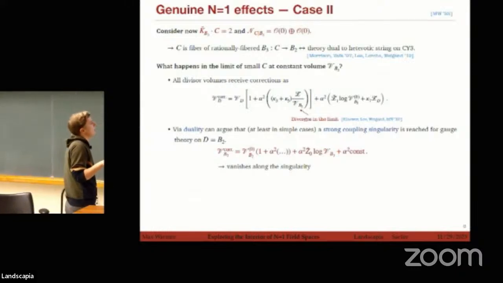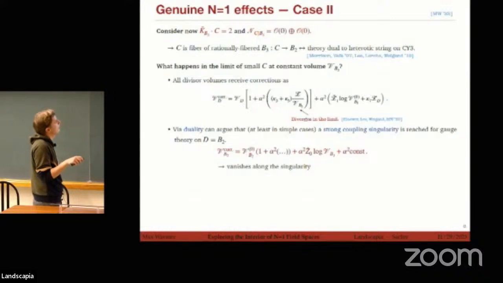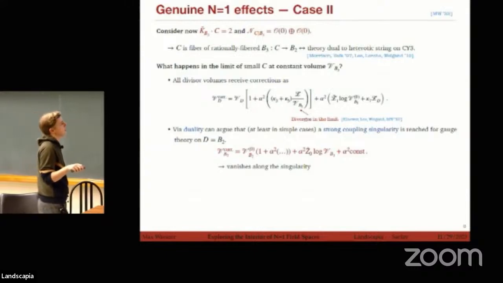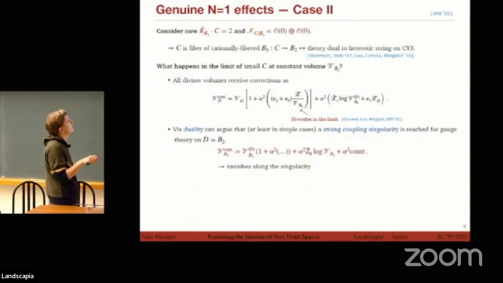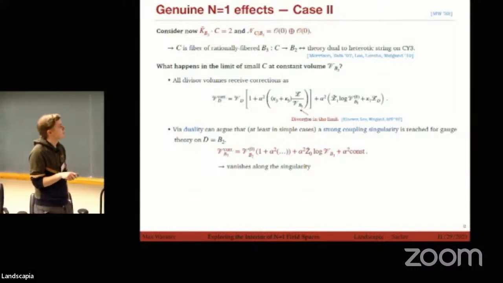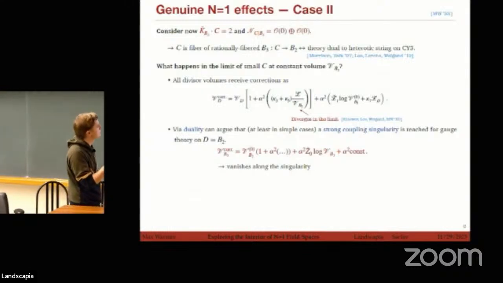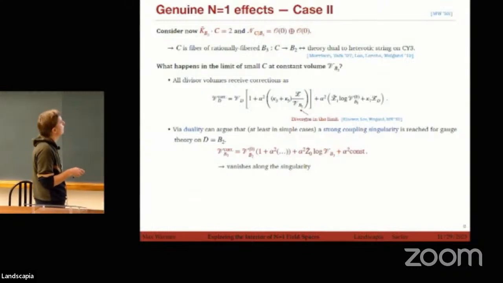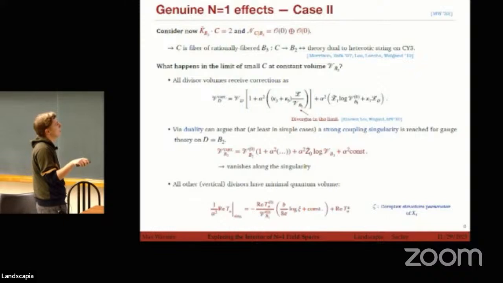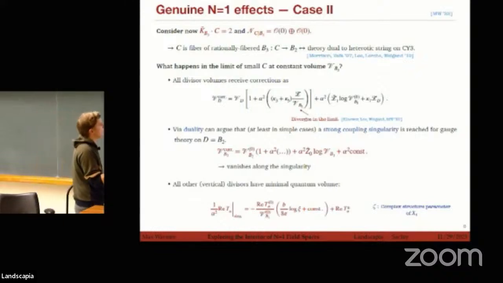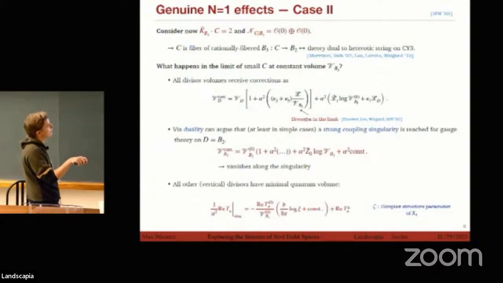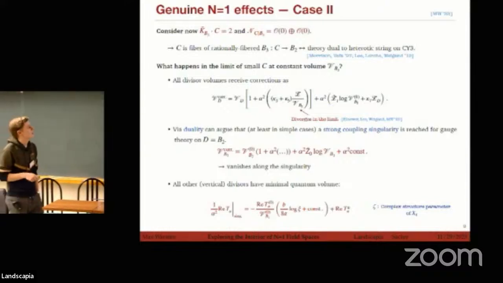And one can now use the duality to the heterotic string, and show, at least in simple examples, which is what I did here, that there's a strong coupling singularity which is reached for a gauge theory on a divisor D that is the base, or this is the zero section of this rationally fibered B3. So this should vanish, at least up to this order in perturbation theory, at the singularity. And one sees that all vertical divisors with respect to this fibration should have a minimal quantum volume, which one can just write like this, where I want to highlight that there is a slight dependency on the complex structure parameter of X4, which one can actually infer via this duality.